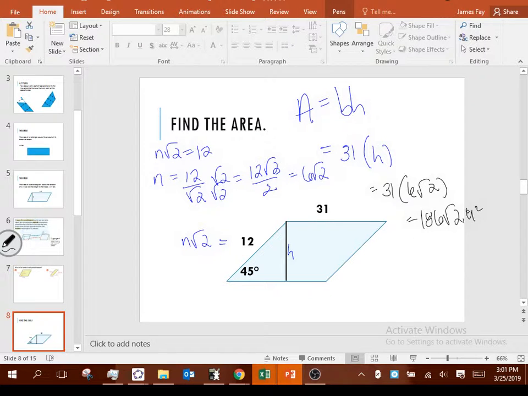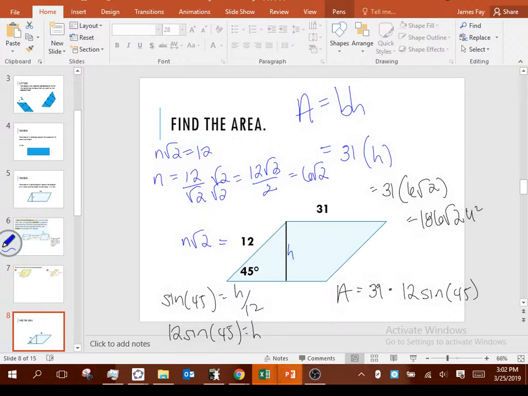Now, somebody in the last class said, well, why can't I use SOHCAHTOA? You can. They said, I need to find H. So sine of 45 is equal to H over 12, right? So 12 sine of 45 is equal to H. Okay? So I can leave this as an exact answer, guys. I can still say the base is 31. The altitude is 12 times sine of 45. Now 31 times 10 is 310, right? And then I have 31 times 2, which is 62. So is that 372 sine of 45? That's an exact answer.